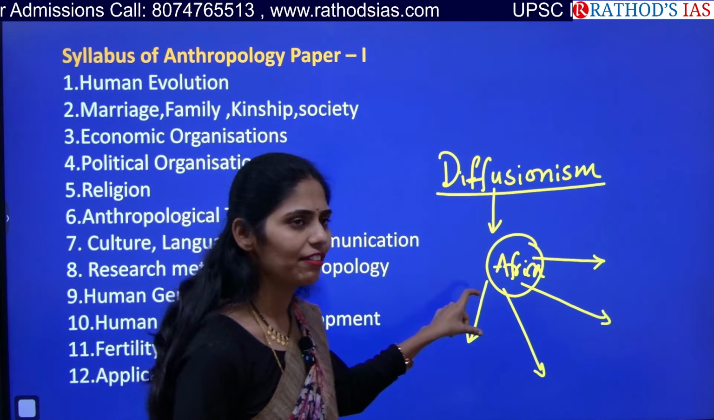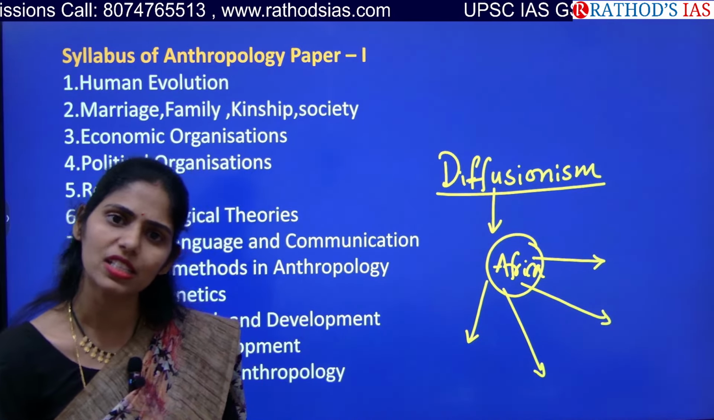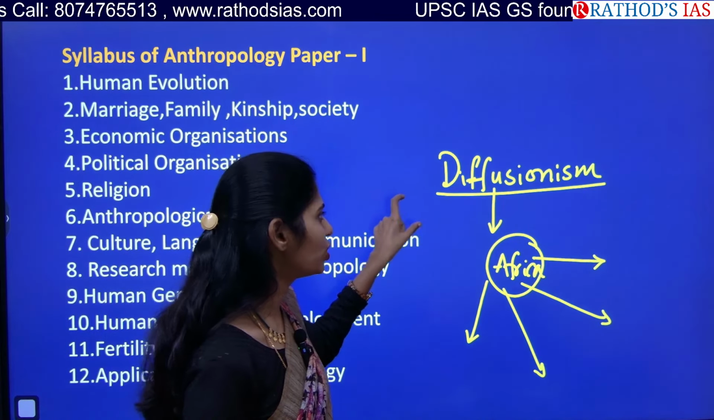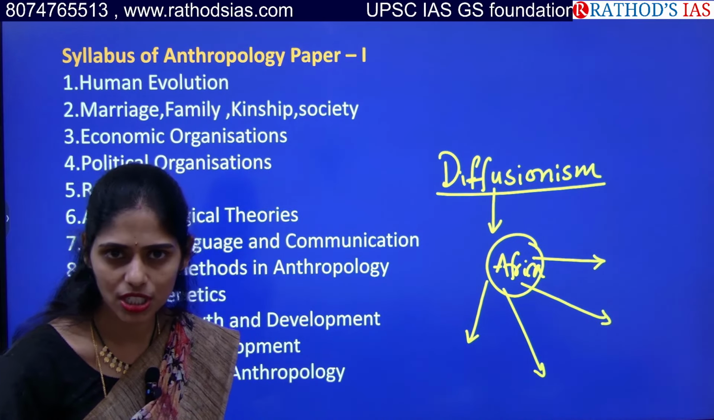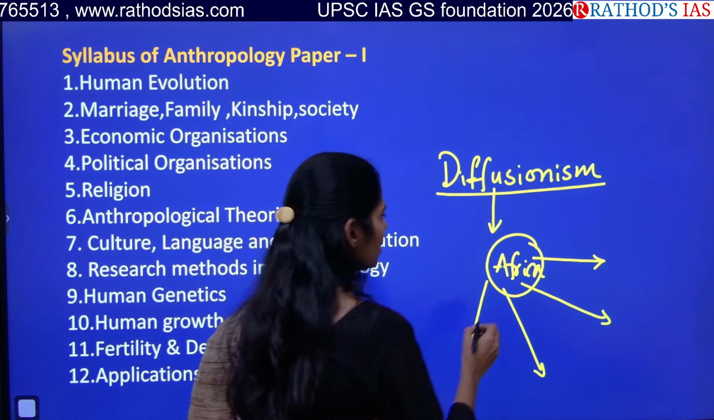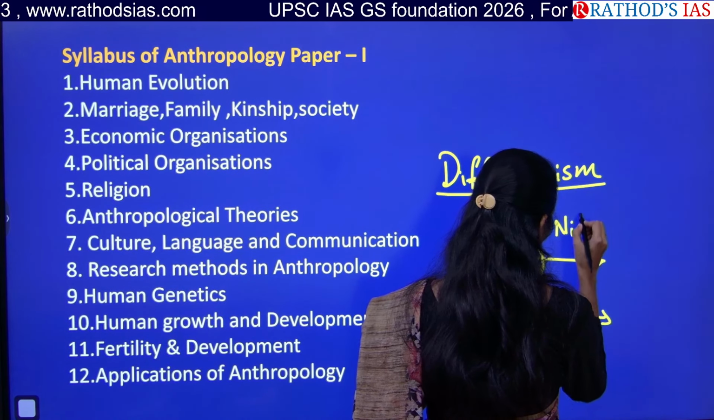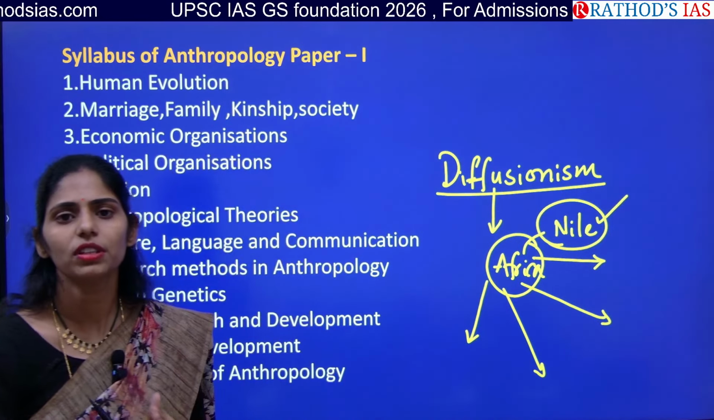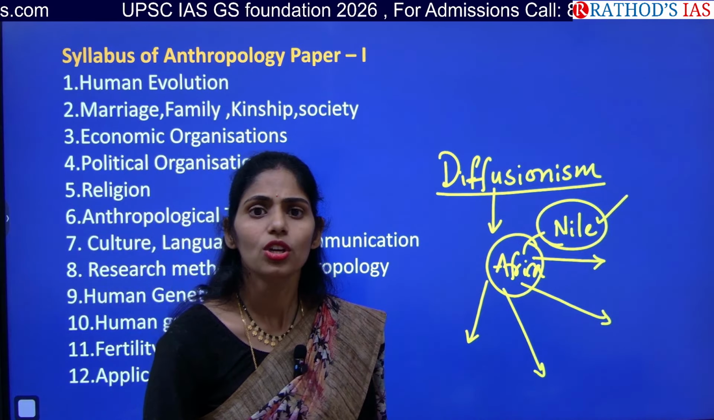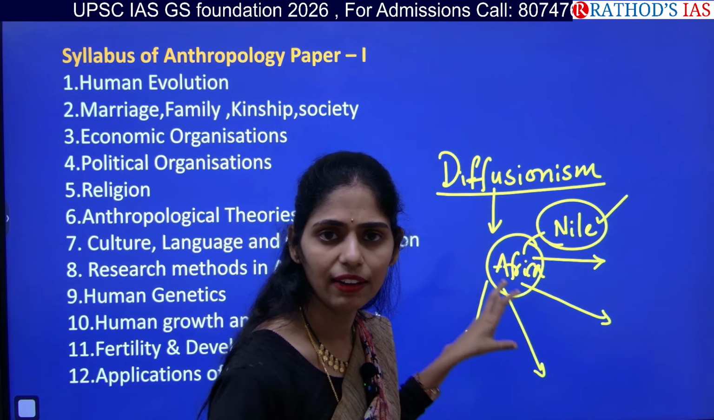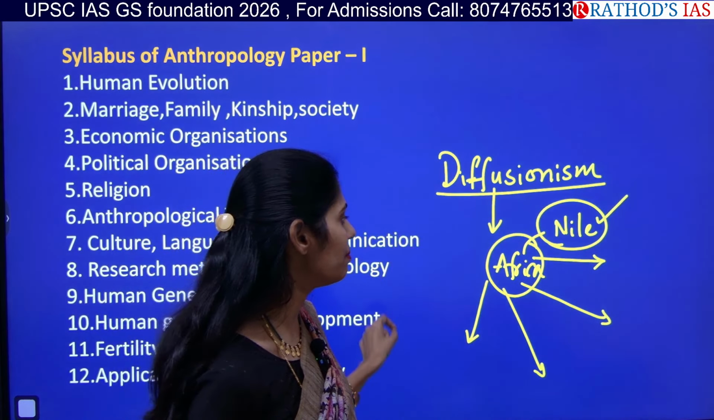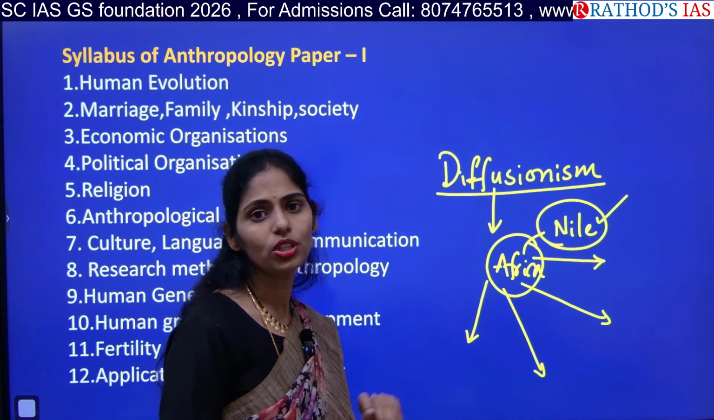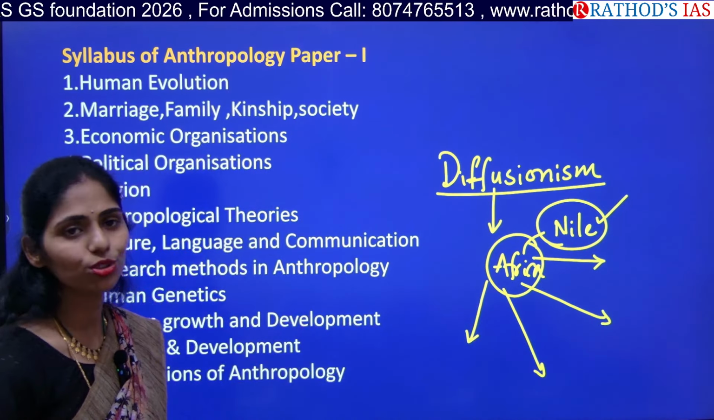But why only Africa? There is also one reason proposed by the anthropologists who talked about diffusionism: in Africa we have the Nile river, right? Because of this Nile river, that led to good conditions for the production of agriculture, everything. Because of this, the society developed with the culture and that culture had been diffused to different societies. So this is about diffusionism.